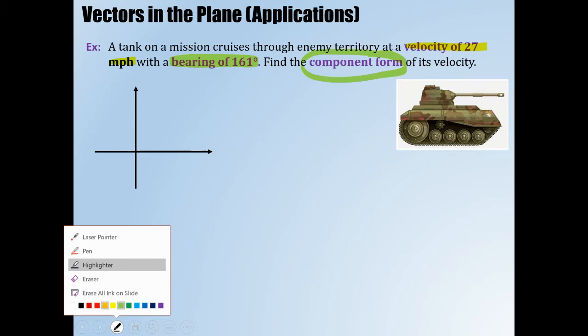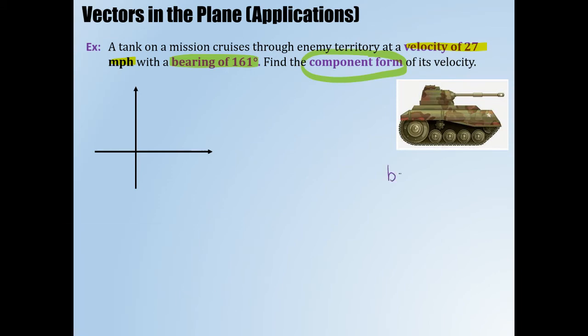So bearing, let's talk about that for a moment. What is bearing? Bearing is always going to be from the north, going clockwise. So it's not the angle in standard position, it's not what we know as theta. It's from the north going clockwise. So this right here would be 161 degrees.